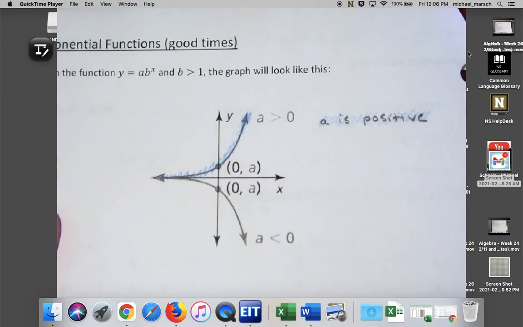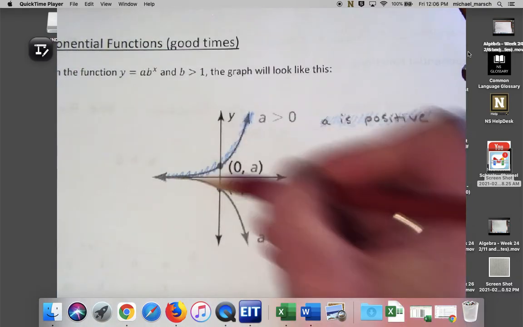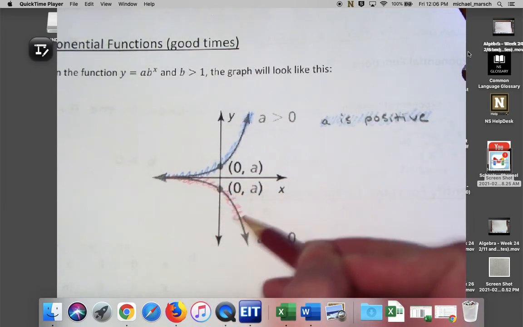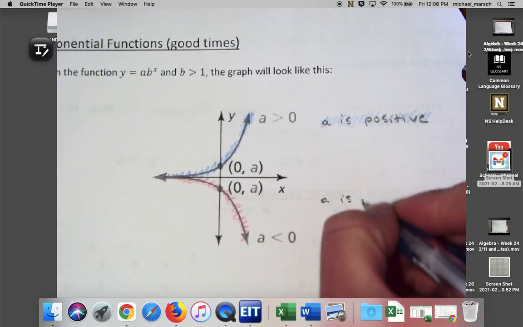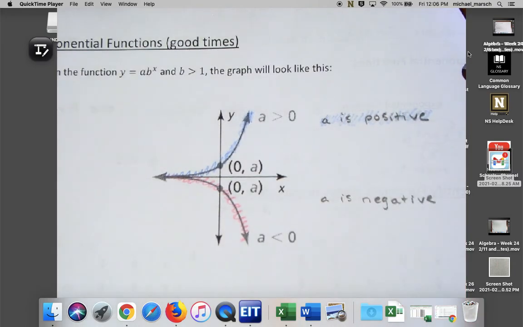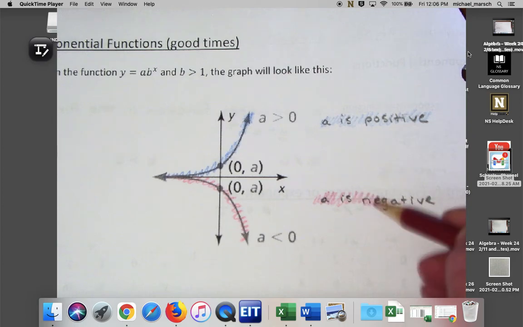So I took these screenshots from the textbook. Of course, they're beautiful and they're in color, but you cannot see that in my copy. So we're going to color it for ourselves. Then the one going down, we're going to highlight red, and that is when a is negative. And remember, a is that first number in our exponential function form.